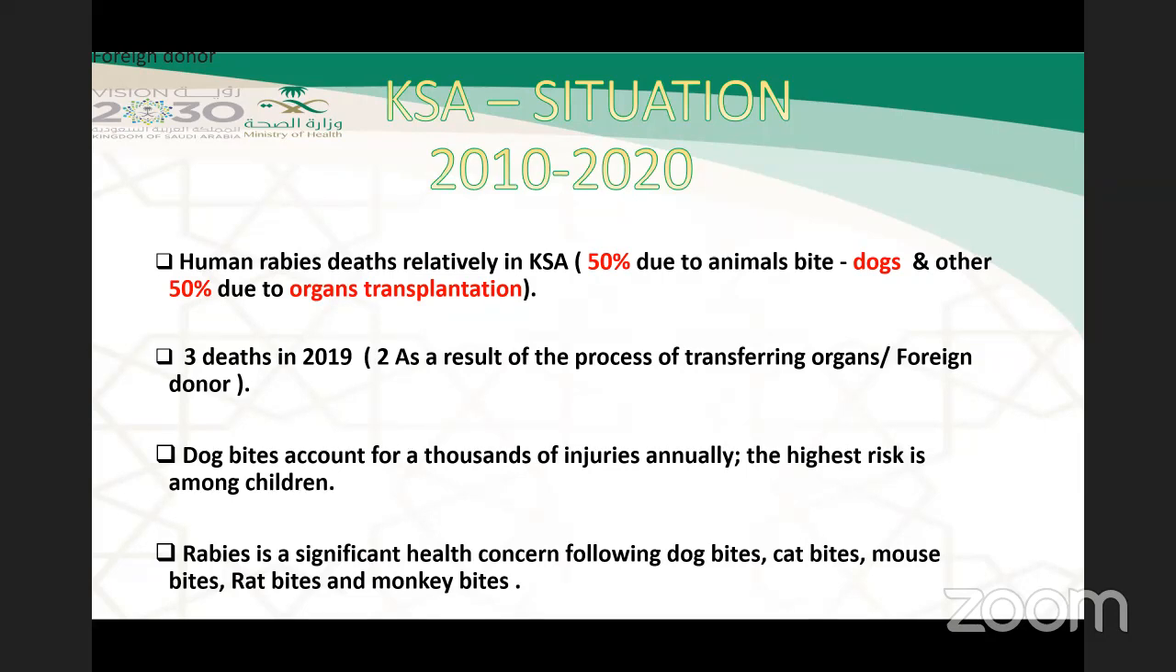Dog bites account for thousands of injuries annually. The highest risk is among children worldwide, but here in Saudi Arabia maybe less than 15 years. The second distribution is kids.